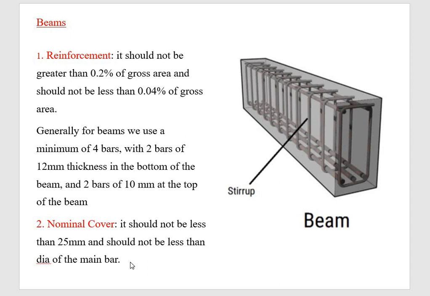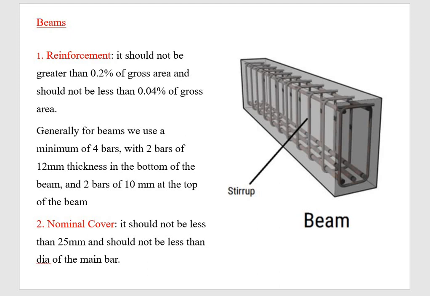Next is nominal cover. It should not be less than 25 mm and should not be less than the dia of the main bar. At least it should not be less than the dia of the main bar. They are saying like that, and it should not be lesser than 25 mm.